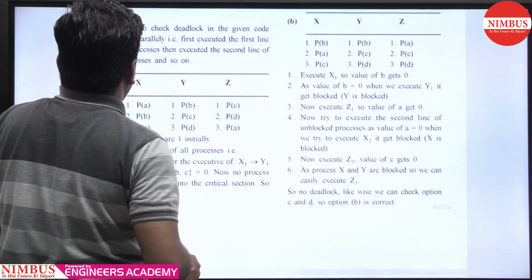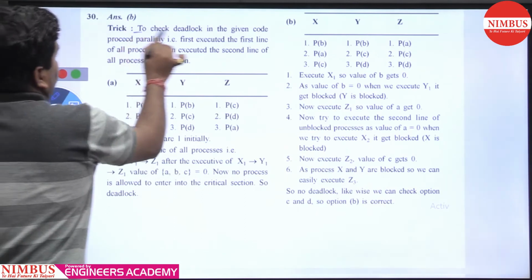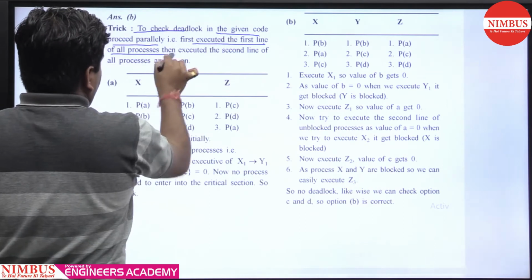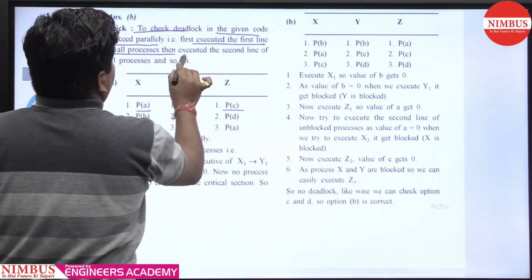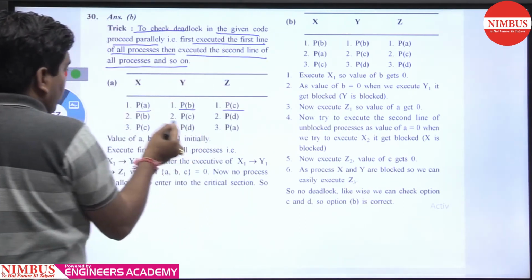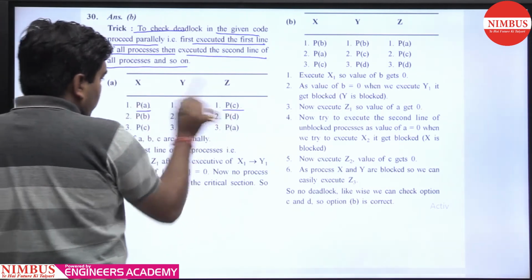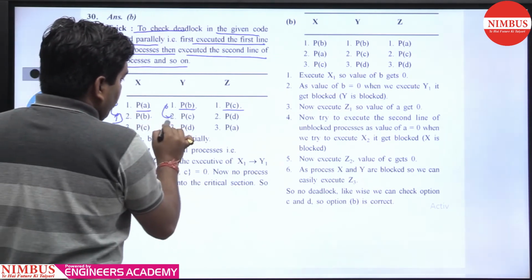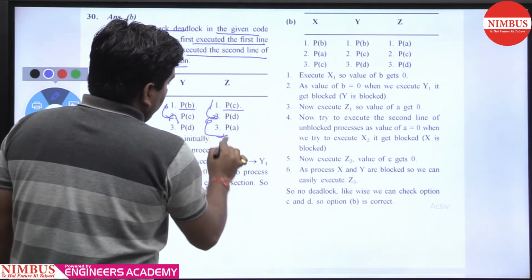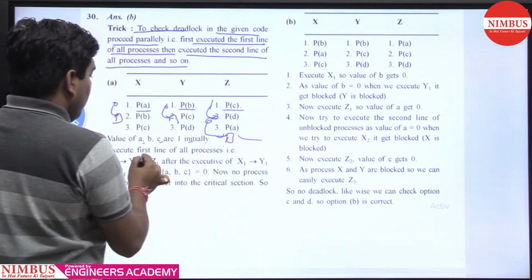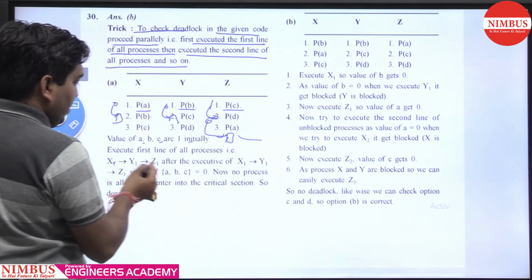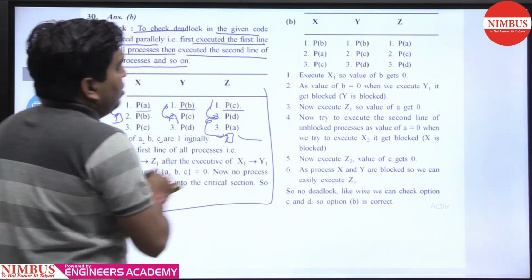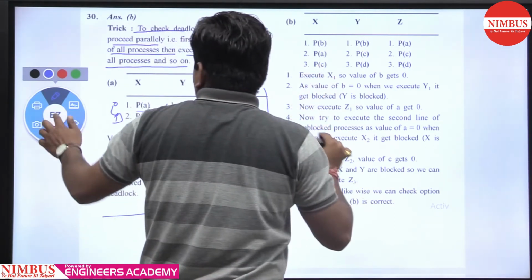Here you can see the solution. To check for a deadlock in the given code, proceed in parallel. First execute the first line of all the processes, then execute the second line of all processes, and so on. So A becomes 0, B becomes 0, C becomes 0, B is 0 to block, C is 0 to block. This is 1 to 0, but this is 0 to block. A, B, C are 1, first execute the first line: X1, Y1 and Z1. After executing, this is blocked. Getting my point?